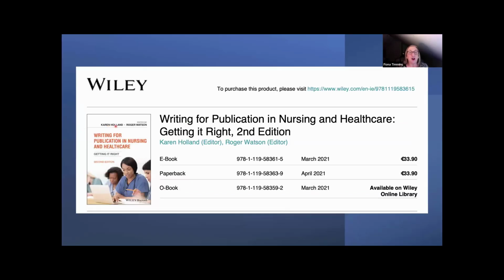Roger Watson with Karen Holland, who's the previous editor of Nurse Education in Practice, do a very nice book, Writing for Publication in Nursing and Healthcare: Getting It Right, which is in its second edition, and I would recommend it to you. It's very, very useful.